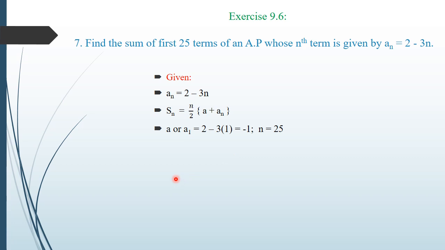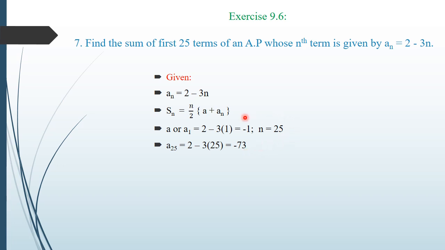So we'll calculate these values first. The first term a1 is equal to 2 minus 3 into 1, that will give me minus 1. And the n value I know, that is 25, because I need to calculate the sum of first 25 terms. And I need an now, that is a25. I'll calculate that. 2 minus 3 into 25 will give me minus 73 here.